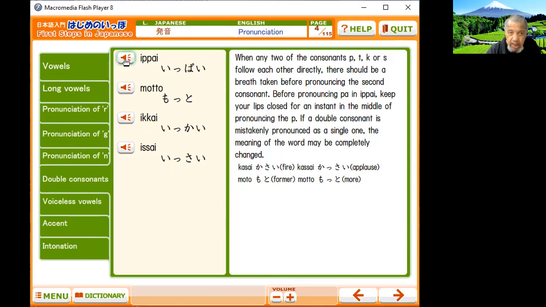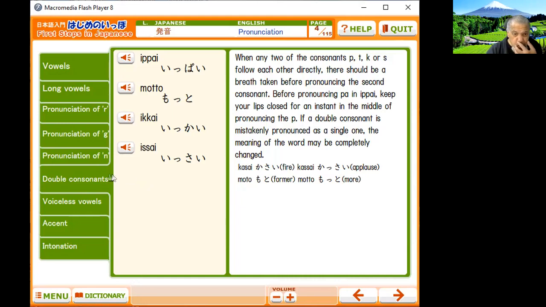Okay, listen again. Ippai, motto, ikkai, issai. Issai in English is one year old. How old are you? Issai. A year old. All right, very good. Those are the double consonants.